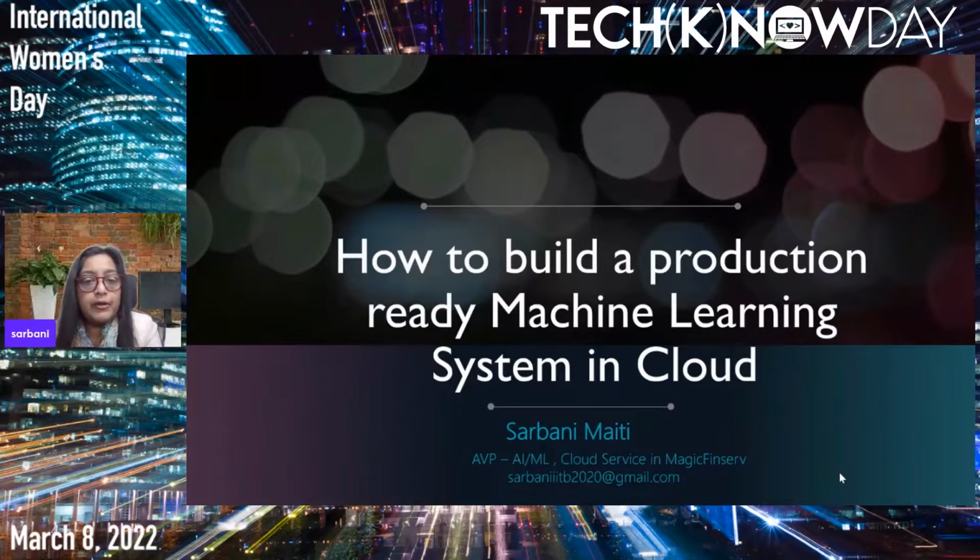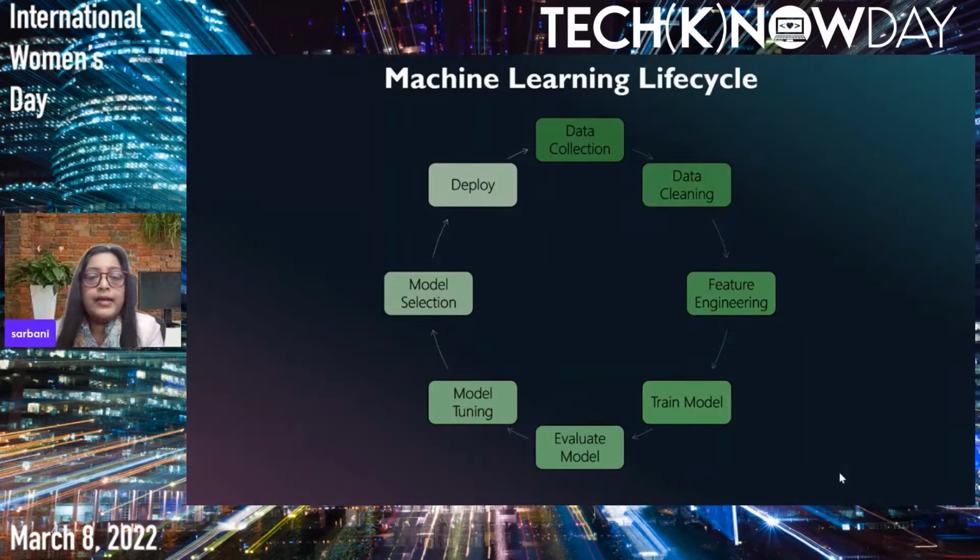Today's topic is how to build a production-ready machine learning system in cloud. Let's look at the high-level machine learning lifecycle stages: data collection, data cleaning, feature engineering, train model, evaluate model, model tuning, model selection, deploy. But they are not the end of machine learning development. Once we go through all the life cycle stages, we need to deploy the model in production.